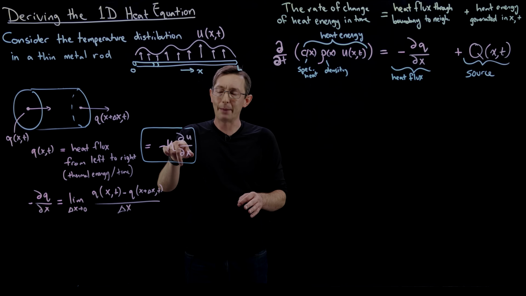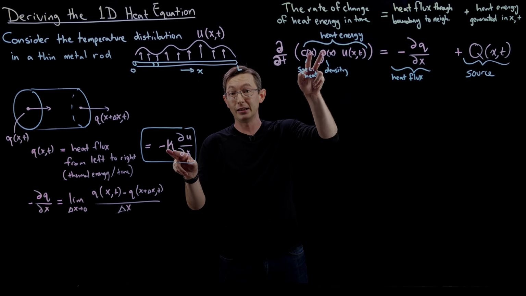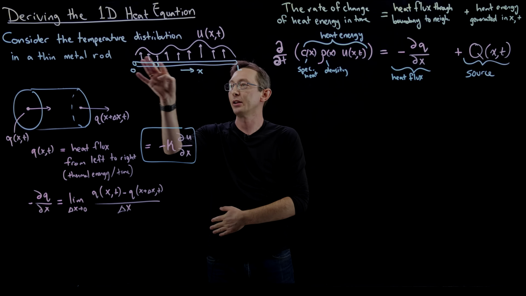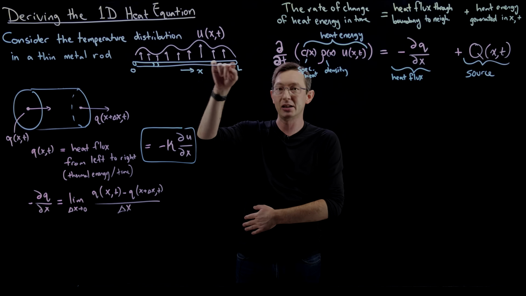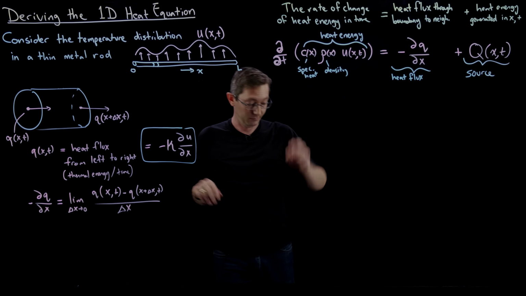This kappa is really a kappa of X. Just like my specific heat and my density, I explicitly made these functions of X because I might have a weird material where it's copper here, and then it's lead, and then it's a mixture of copper and lead. These properties can change in space. Okay, good.